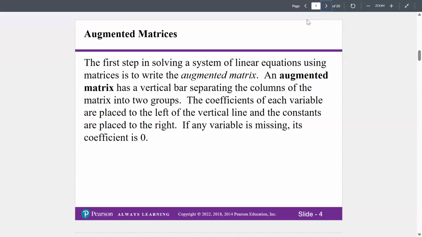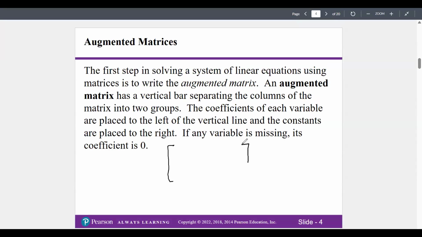The first step in solving a system of equations using matrices is to write the augmented matrix. So an augmented matrix has a vertical bar that separates columns into two groups. And primarily what ours is going to be is to represent an equality. So it's going to look like that. Like I said, this vertical bar is going to separate the group. The coefficients of each variable are going to be placed on the left of the vertical line and the constants are placed on the right. And if any variable is missing, it gets a coefficient of zero.